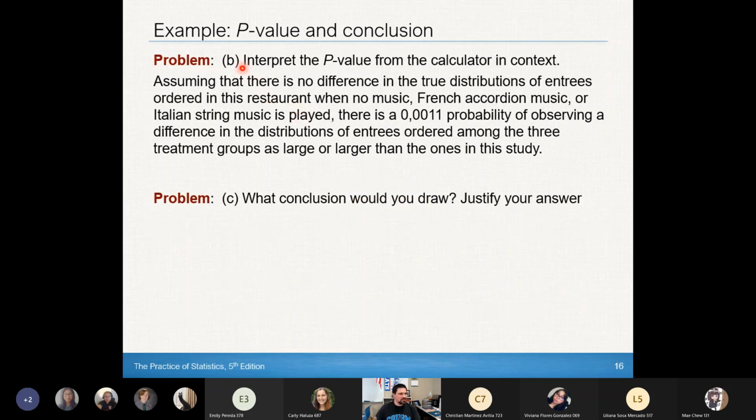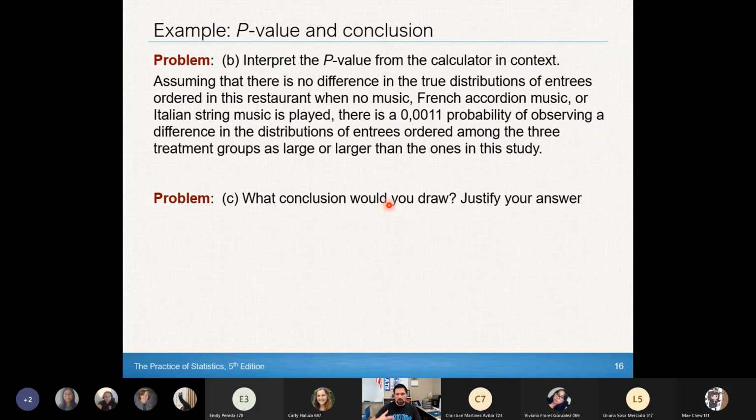Next, it's asking us to interpret the p-value from the calculator in context. Notice the next question is, what conclusion would you draw? Interpreting the p-value and making a conclusion are two entirely separate statements. They are not equivalent. They are not asking for the same thing.